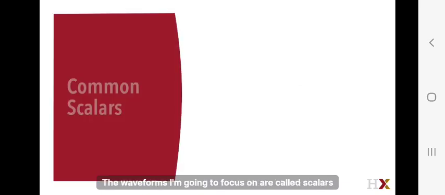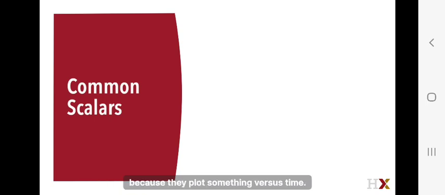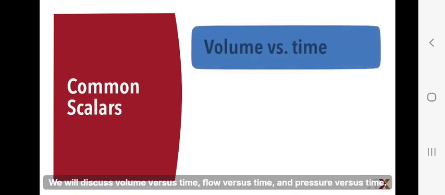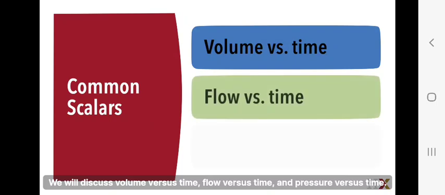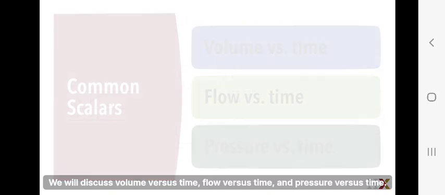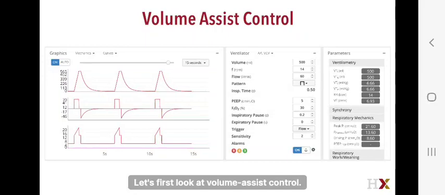The waveforms I'm going to focus on are called scalars because they plot something versus time. We will discuss volume versus time, flow versus time, and pressure versus time. Let's first look at volume assist control.